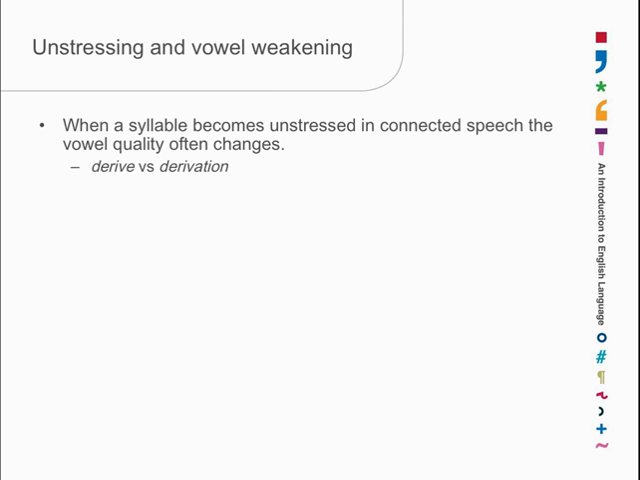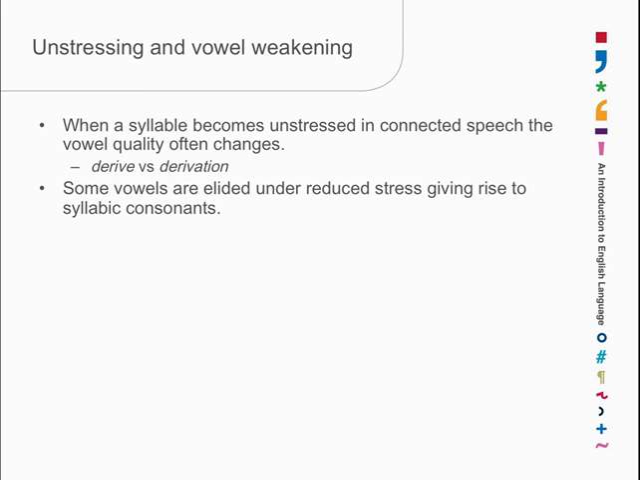But if we put an -ation on the end, we suddenly get derivation, and the I has changed to derivation. In other words, when you take the stress off a syllable, the vowel quality tends to change. That can get to the point where the vowel can even be elided altogether. No vowel appears. And we mentioned this when we mentioned syllabic consonants. It's not that there wasn't a vowel there originally.